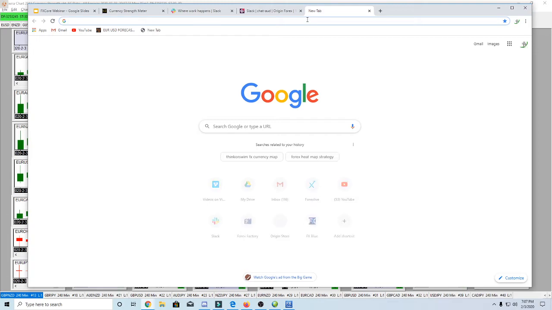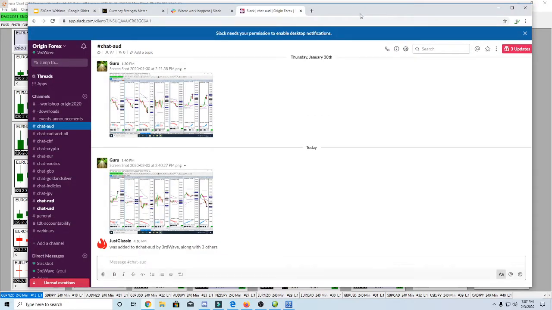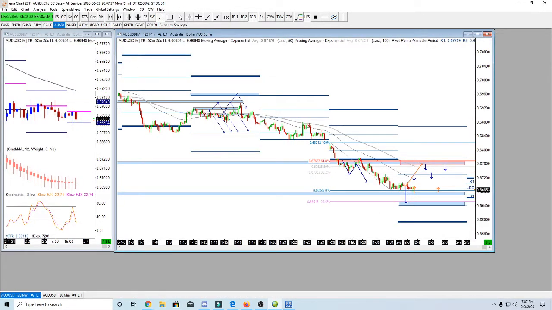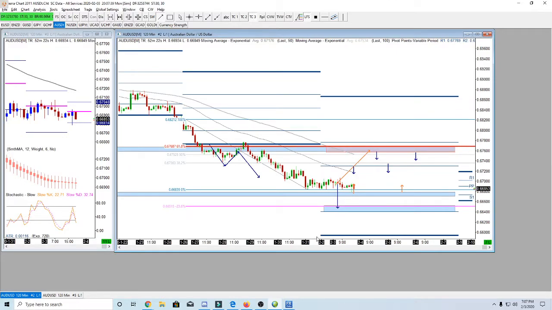So, we had the FX Street story. There's a couple of others that talked about it. They're not expecting a rate cut or a rate move, but they are expecting a dovish tone, which could weigh down on the Aussie dollar. This morning in Bulls and Bears, we talked about the potential support and resistance areas for the Aussie dollar. If there's another Aussie pair that you want to look at, feel free to chat it in.